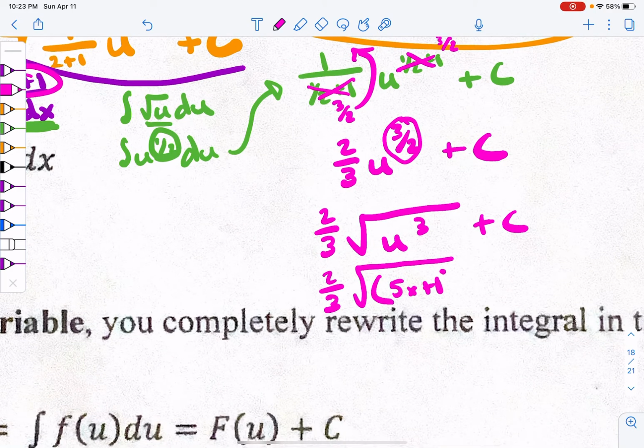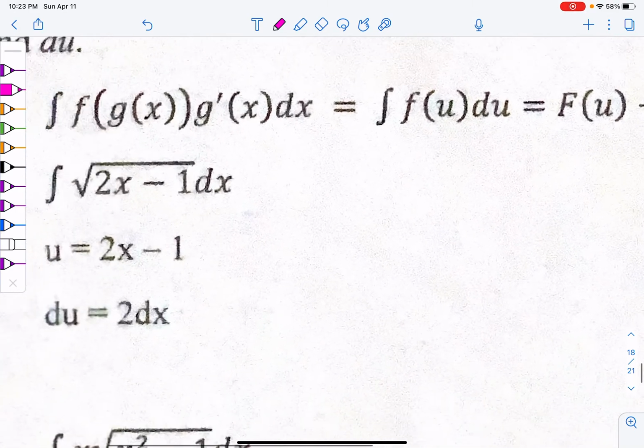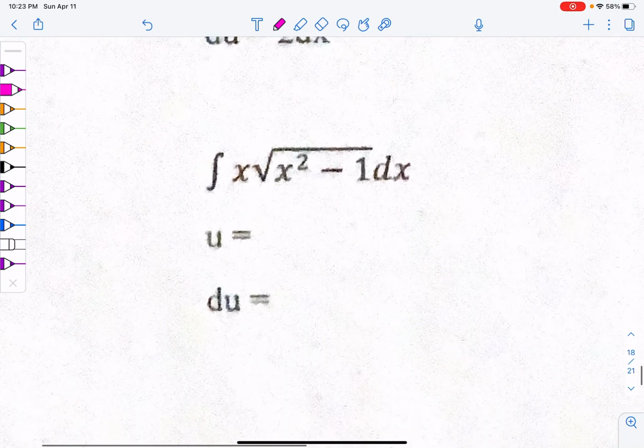5x plus 1 to the 3rd power plus c. And that's my final antiderivative. Okay? All right. So that was only 2 problems. If you're still kind of snowed, it's okay. We got 2 more. All right. So 2 more problems here.